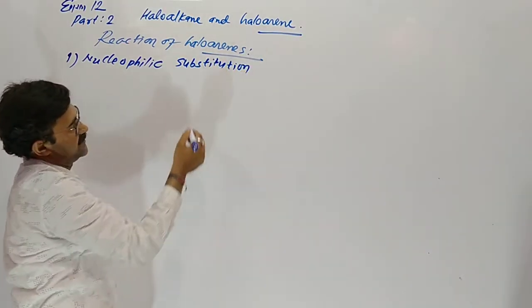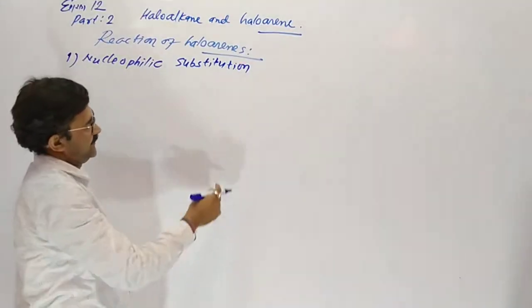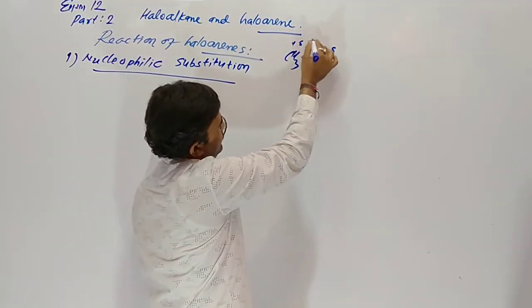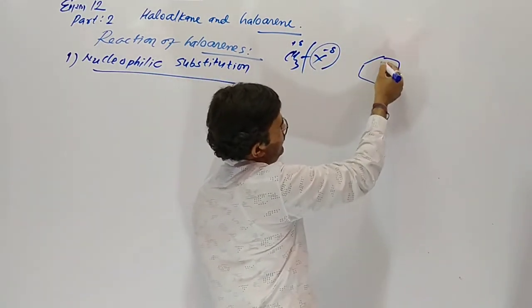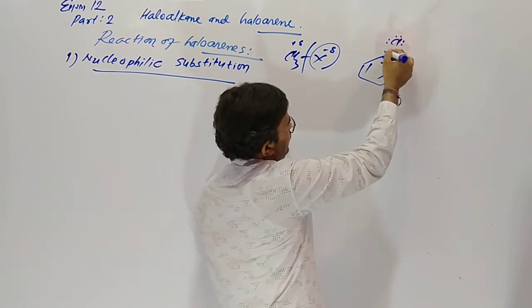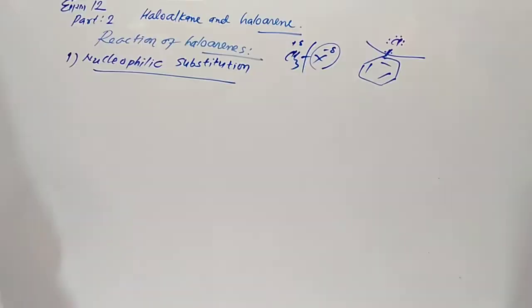Everybody knows now, substitution means removal of halogen and entering of nucleophile, which is called nucleophilic substitution. In haloalkane, the bond easily breaks, so halogen will be easily replaced by another group. But in haloarene, the bond is strong, so here removal of halogen is difficult. We are going to it.